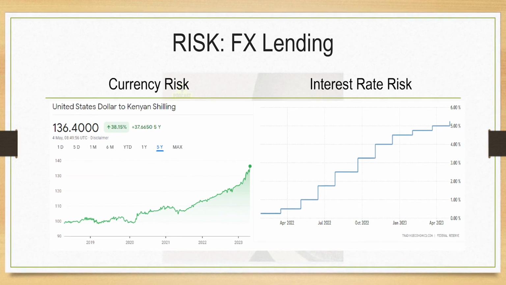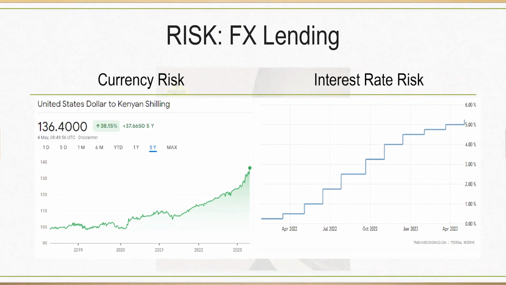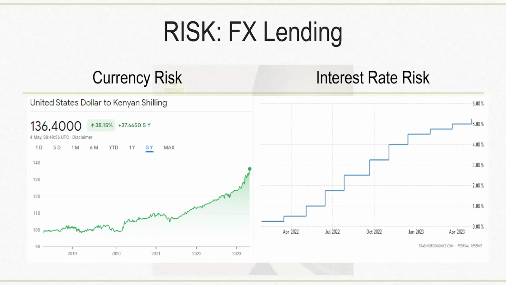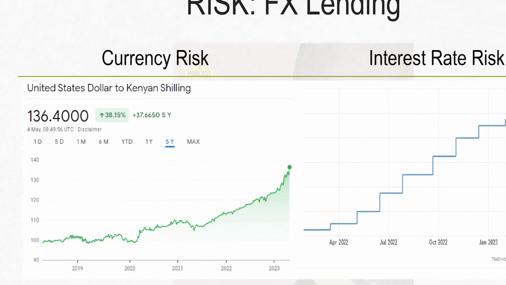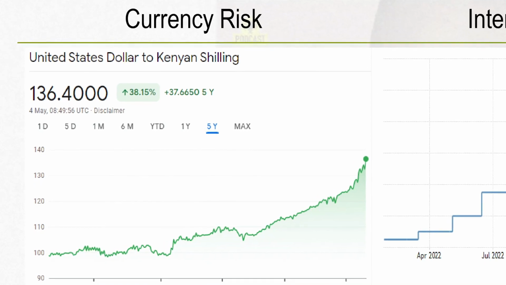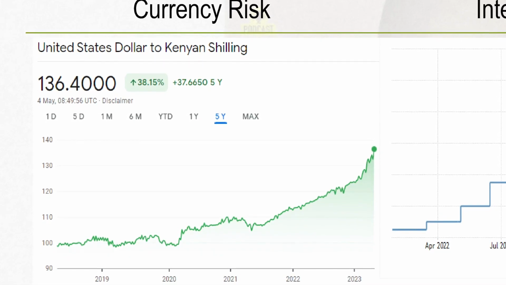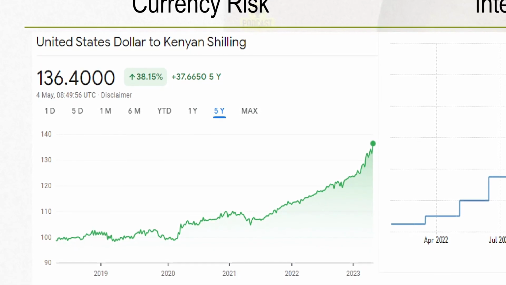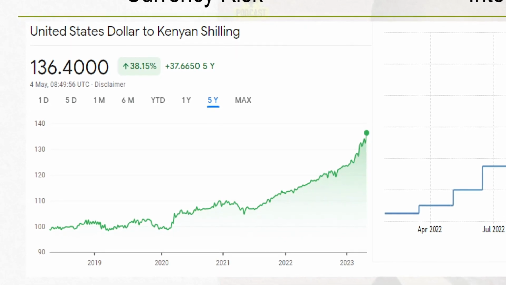So here is a visual, and a picture is worth 1,000 words. We have a graph of the Kenyan shilling to the dollar for the past about 5 years. And you can see, this is 2018. The Kenyan shilling was trading at 100, okay? And over the space of 5 short years, it's a 5-year graph, you can see that we're now just shy of 140. Most loans that customers are taking are about that duration, 5 years, isn't it?